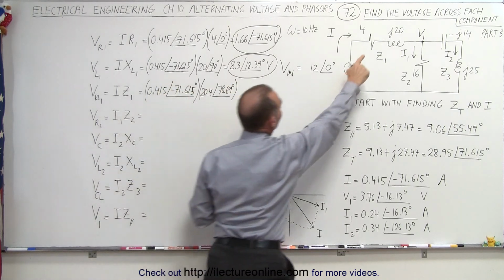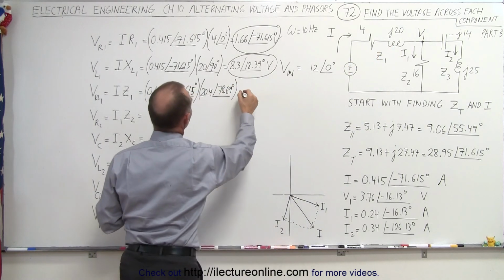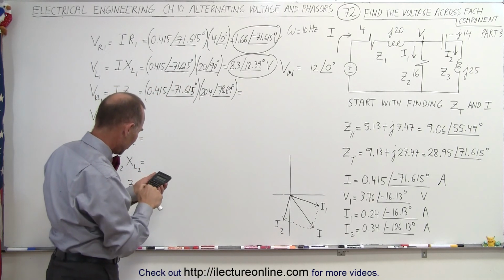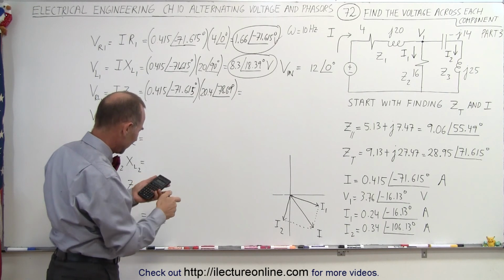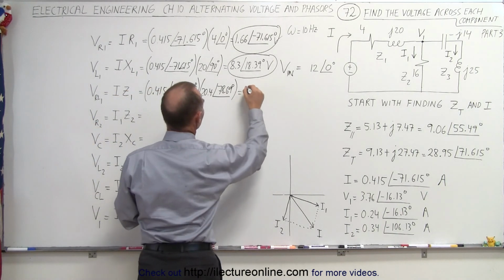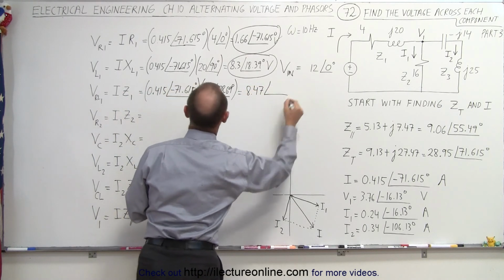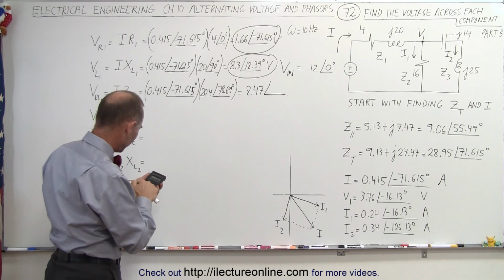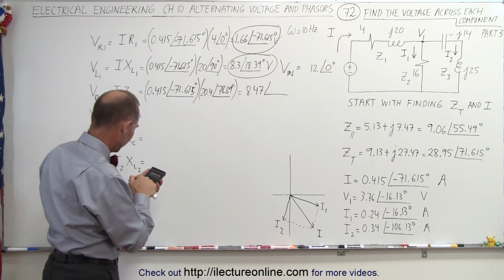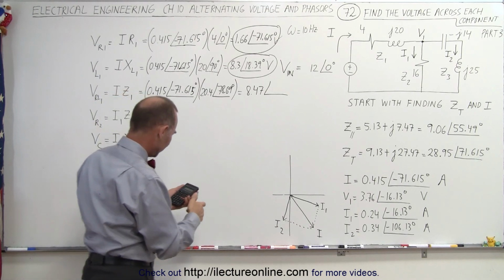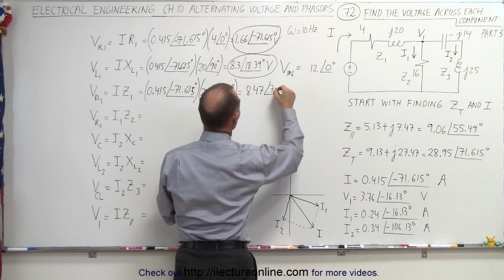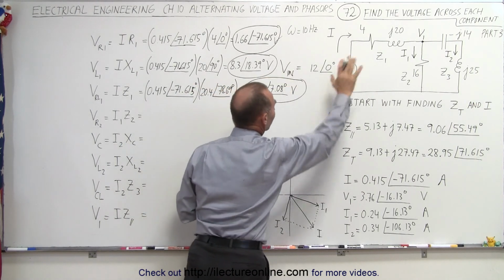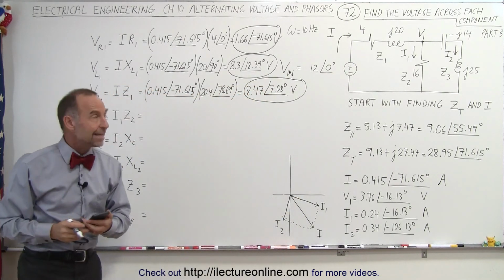So I took the impedance of the resistor and the inductor together, and that will then be equal to, multiply 20.4 times 0.415, 8.47, with a phase angle of 71.615, that's a negative, plus 78.69, that gives us 7.08 for the phase angle. So that's also in volts, so this is the voltage across that first branch, the resistor and the inductor.